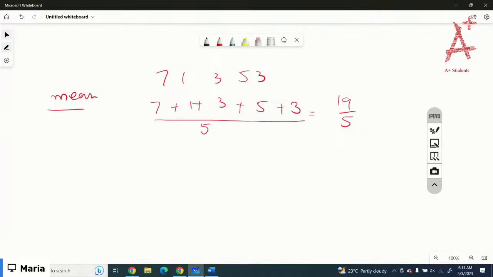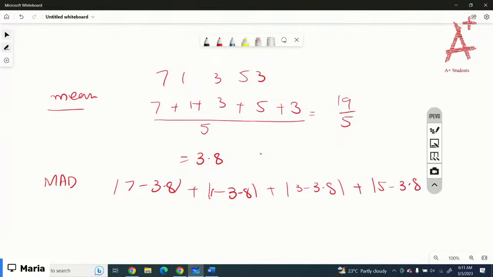Let's see. 19 divided by 5 is 3.8. So the mean value is 3.8. Now you have to calculate the mean absolute deviation. Just subtract the mean value from all the values given in the data set, 3.8, and also add their absolute values. 7 minus 3.8, 1 minus 3.8, 3 minus 3.8, 5 minus 3.8, and 3 minus 3.8.